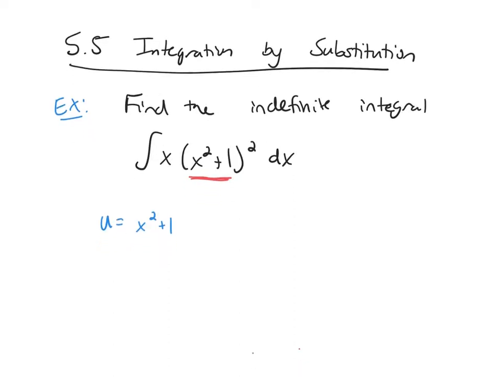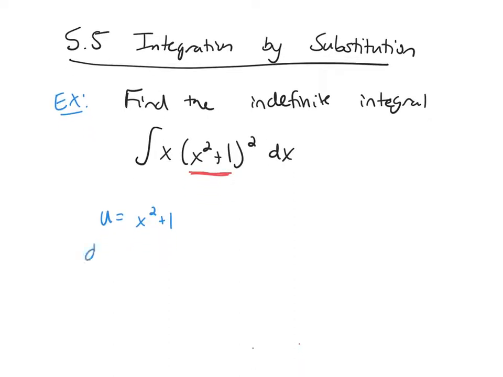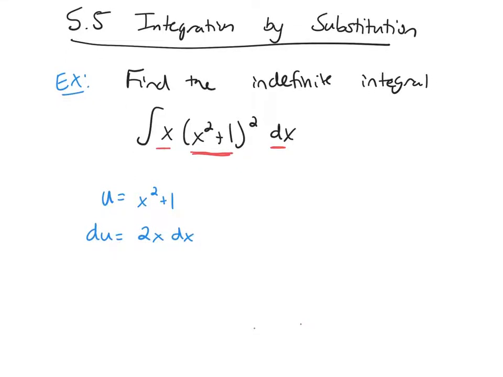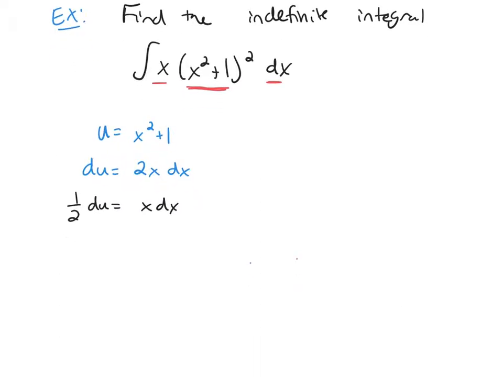And then you're going to take the derivative of this equation. du is 2x dx. But if you look at what you have in your integral, what do I have? I have x dx. So I'm going to divide this equation by 2, and I'll get 1/2 du equals x dx. So now we're going to do our substitution here.